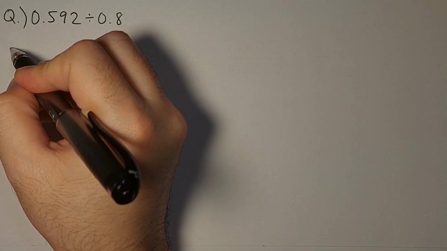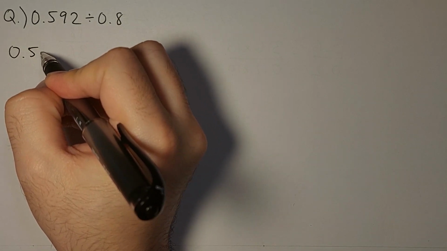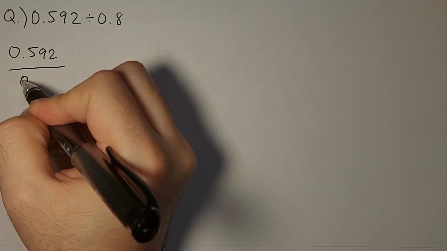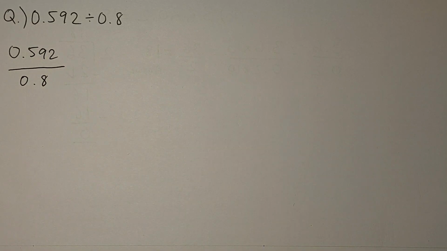The next question we have is 0.592 divided by 0.8. Again, I'm going to write it in fraction form. As I said in the previous question, we have to convert the denominator to a whole number, which makes it easier to divide, especially when we're doing it by hand.